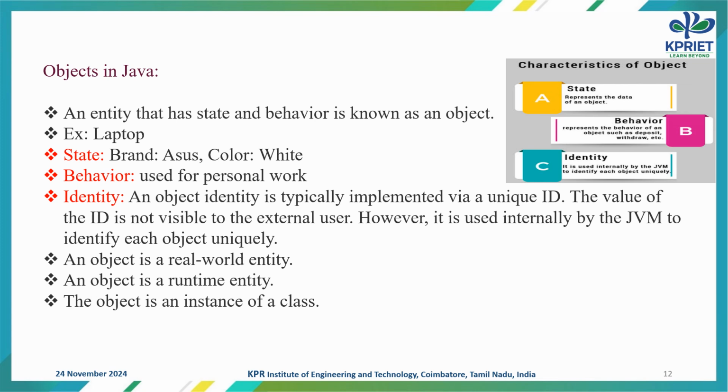Next, identity. Whatever thing it is, it must have some unique identity, right? In the case of Java, we need not worry about identity. All of it will be taken care of by our JVM, the Java Virtual Machine. It is used internally by the JVM. Whatever object we provide, it will identify the object uniquely. So these three things are the main characteristics of an object: state, behavior, and identity. The basic definition: it is a real world entity, a runtime entity. It is an instance of the class. So this is all about object.